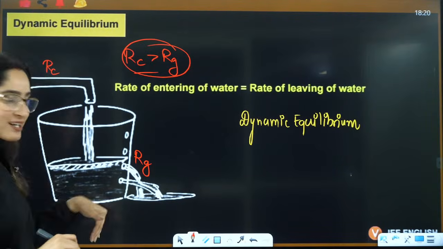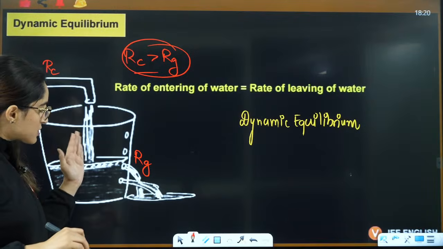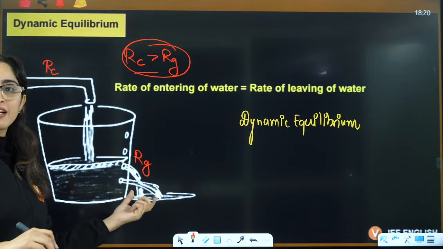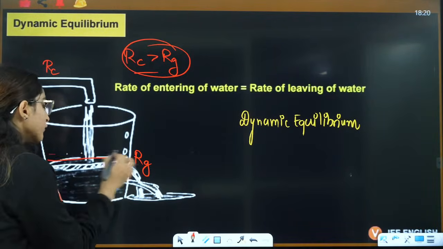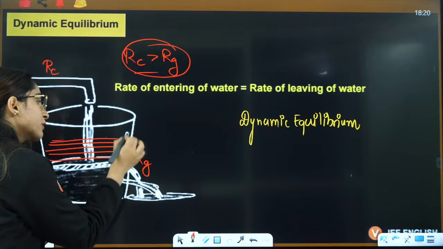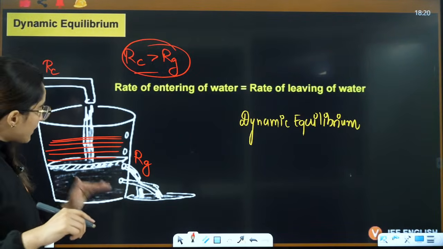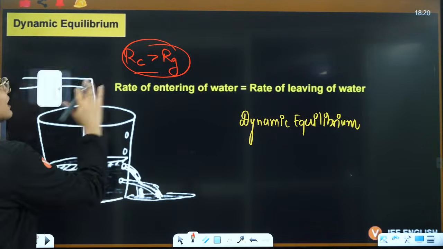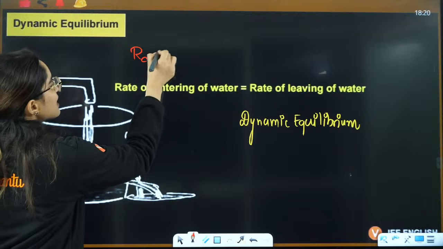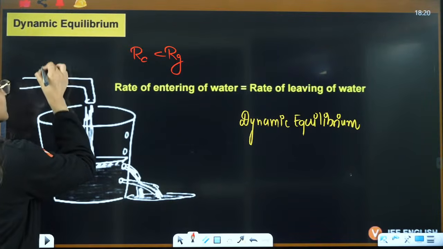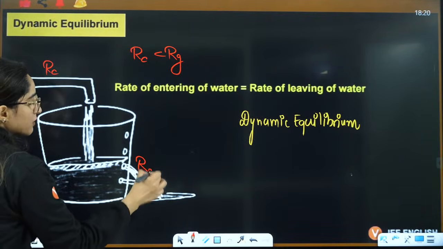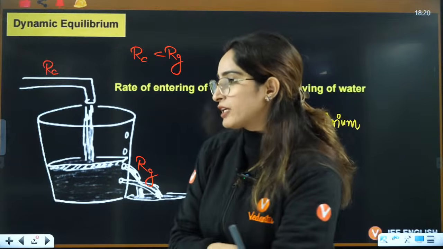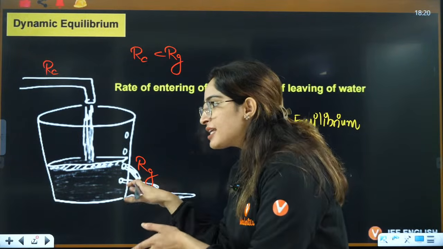If the water is coming in at a faster speed, but going away at a slower speed, then the bucket will be filled. Though slowly, the water in the bucket will increase. What if I say that RC is less than RG? Tell me, will the water in the bucket decrease or increase?